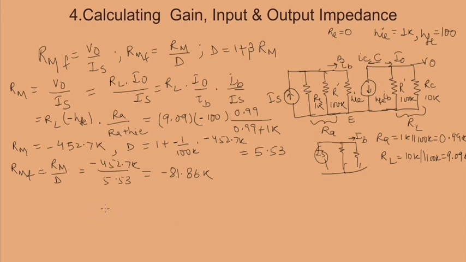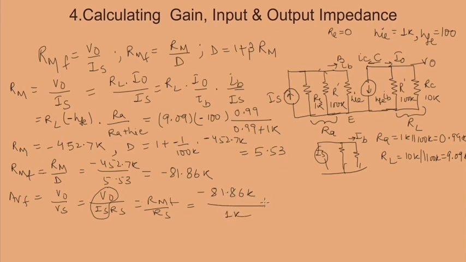After RMF, they've asked us to calculate AVF. What is AVF? AVF is V out by Vs. So it will be V out by IS RS, and we know V out by IS is what? RMF. So it will be RMF by RS. RMF is minus 81.86K by RS. RS is the source resistance, which is 1K. So it will be minus 81.86. So AVF and RMF have the same value.